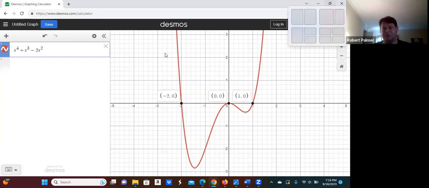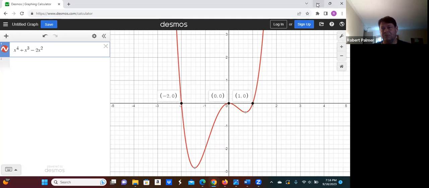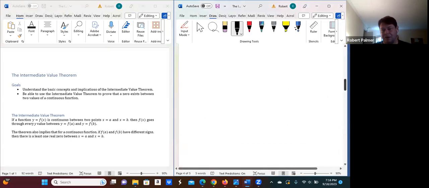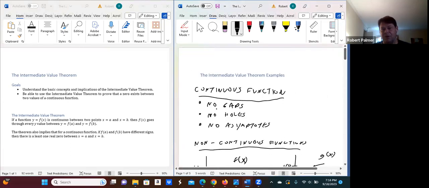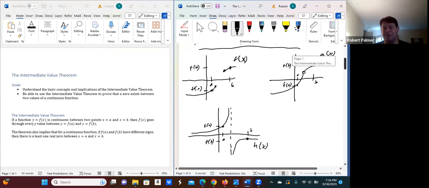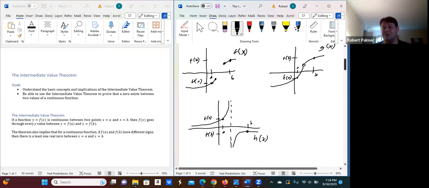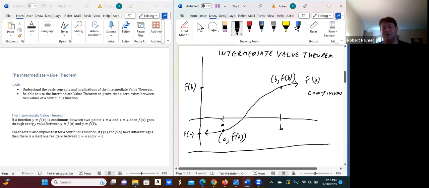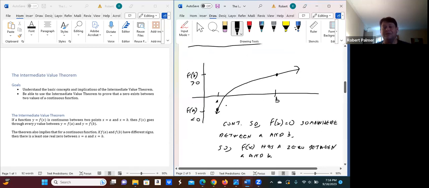Okay, so quickly let's review what we've learned. If you have a function that's continuous, and once again, what continuous means is there are no gaps, no holes, no asymptotes, like we see here in these 3 examples. As long as it's continuous, as long as you can draw it without picking up your pencil, then between any 2 x values a and b, the function is going to go through every y value between f of a and f of b. And if f of a and f of b have different signs, that implies there's a 0 somewhere between a and b, at least one. Could be more than one, but at least one.